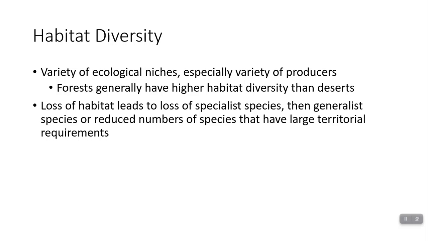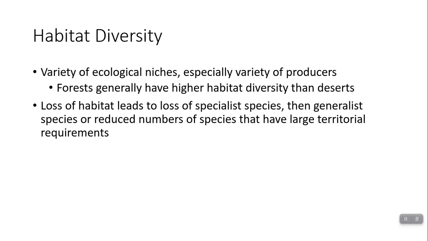And then as you start losing more habitat diversity, you can start losing more generalist species, or species that are adapted to wider conditions. So the loss of all the bamboo in China may not affect humans on as large a scale, but if you start losing more habitat and more producers, eventually you might get to the point where humans as a species start being impacted by that loss of species diversity.